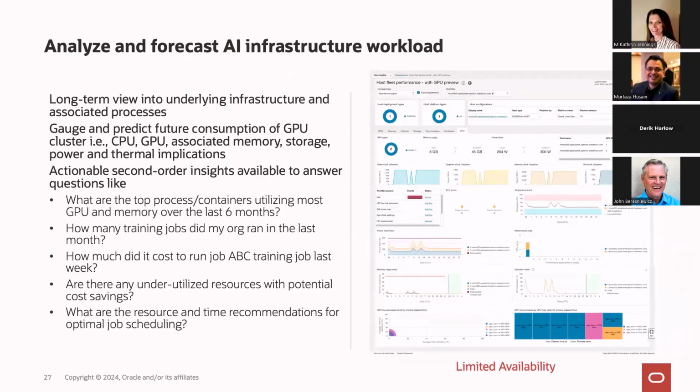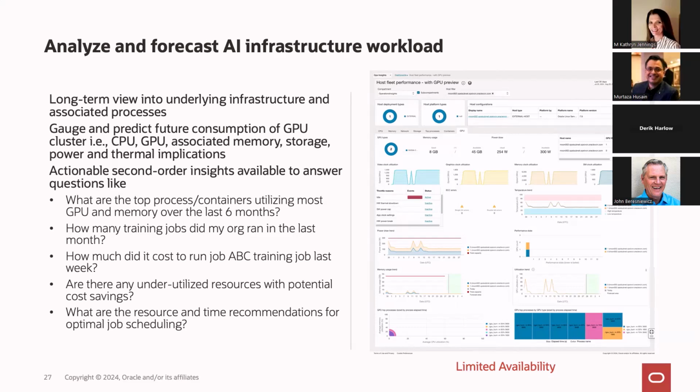This is something which we are working towards. This is pertaining to GPU workloads, graphical processing unit. We have added support for GPU recently in Ops Insight service. What you're seeing on the right hand side is a limited availability view of how our host fleet performance dashboard with the GPU preview looks.